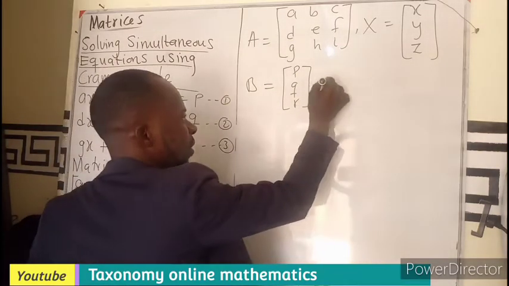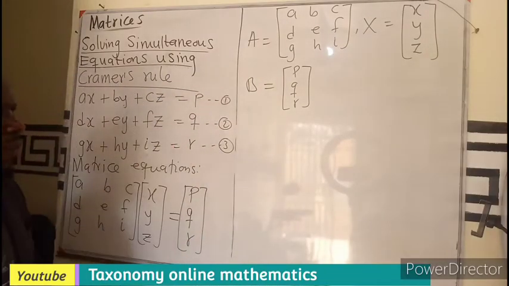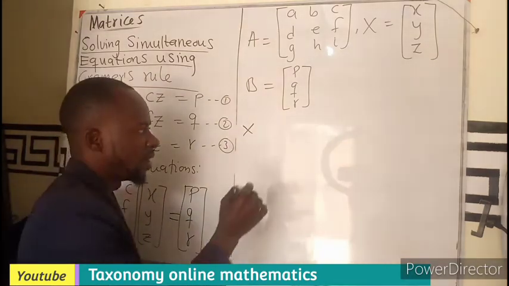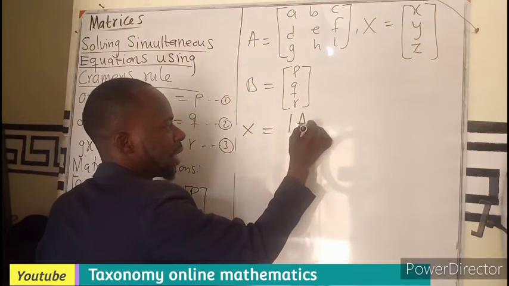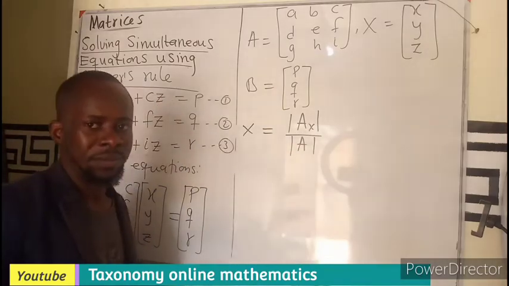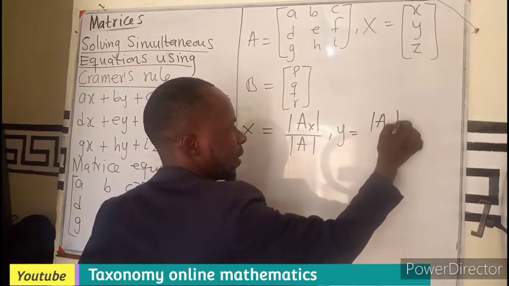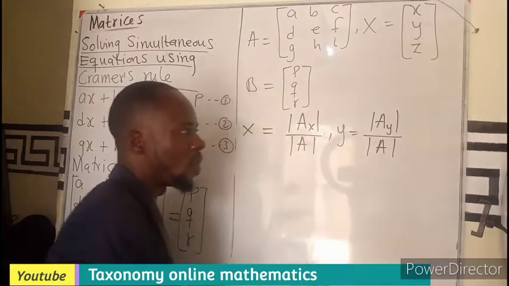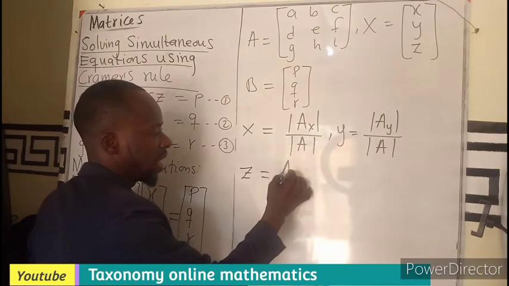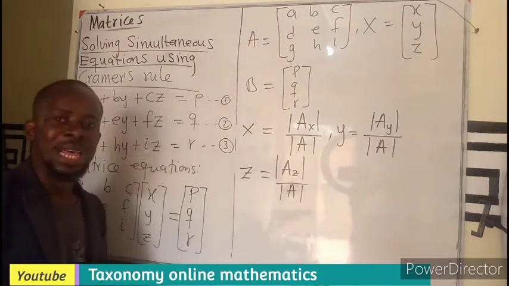Let me go straight to Cramer's rule. If I want to find the value of X, the value of X is going to be the determinant of X over the coefficient determinant. If I'm looking for Y, determinant of Y over the coefficient determinant. And if you are looking for Z, you still have the determinant of Z over the coefficient determinant.